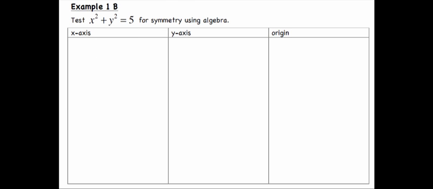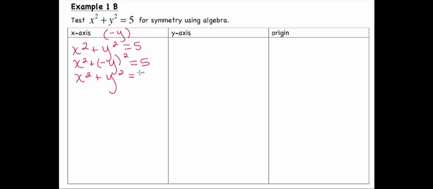Let's go ahead and determine whether this equation has symmetry with respect to the x-axis, y-axis, and origin. Okay, so when we test for x-axis symmetry, we are going to replace our y with negative y. I always like to start with writing my original equation down. You don't have to do this, though I do recommend it. And I'm going to go ahead and substitute in a negative y for y, and then I'll clean it up. I get x squared plus y squared is equal to 5.